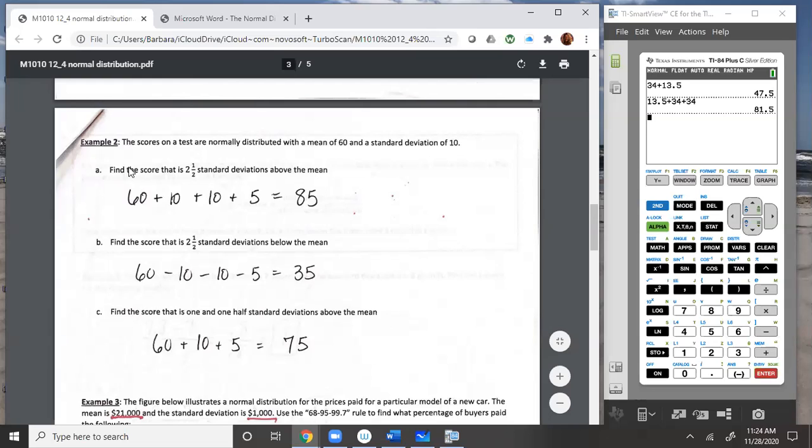Okay. Part B, find the score that is 2.5 standard deviations below the mean. So we start with 60 and then we subtract 10, minus 10, minus 5. And we get 35. And that number is below 60.